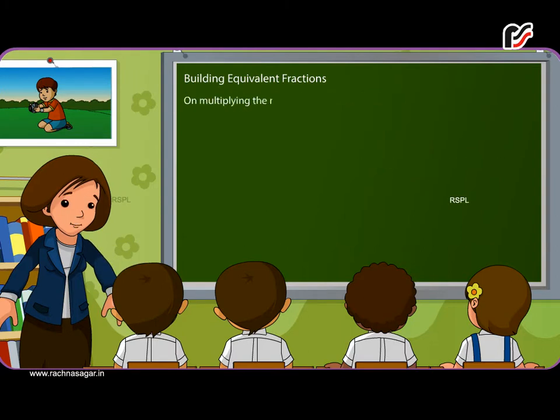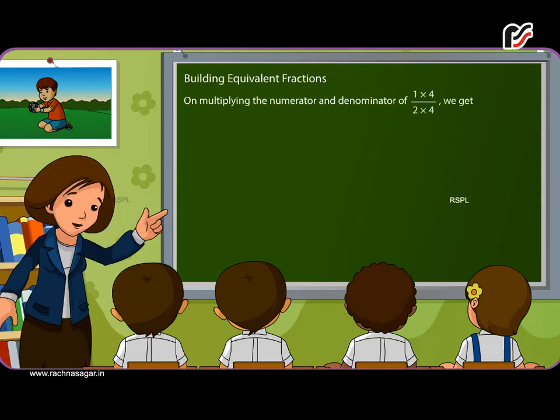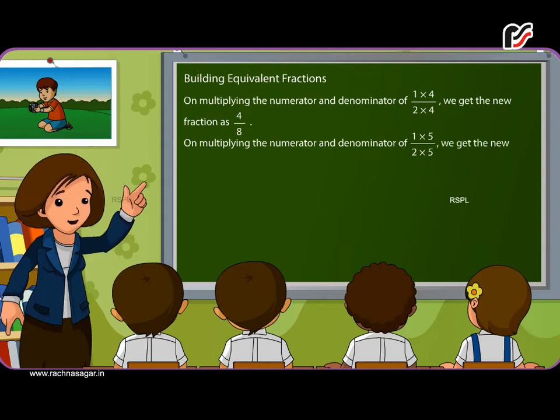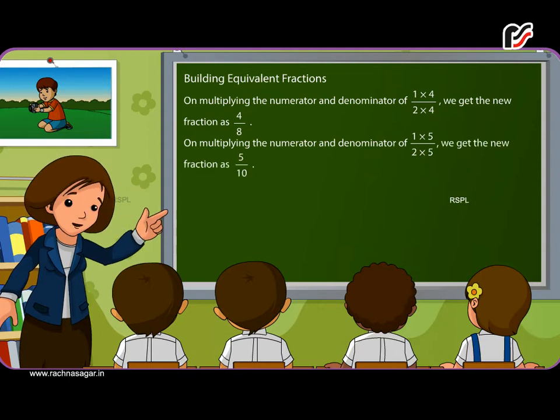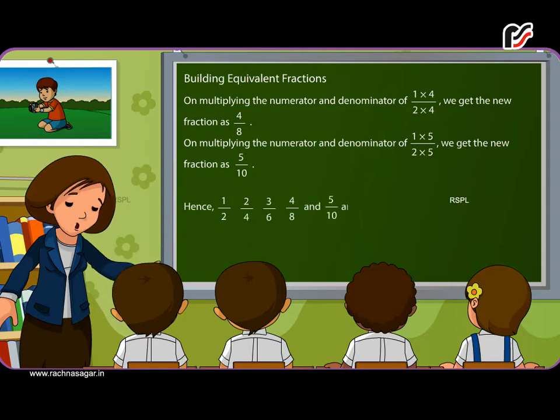On multiplying the numerator and denominator of 1/2 by 4, we get the new fraction as 4/8. On multiplying by 5, we get the new fraction as 5/10. Hence, 1/2, 2/4, 3/6, 4/8, and 5/10 are equivalent fractions.